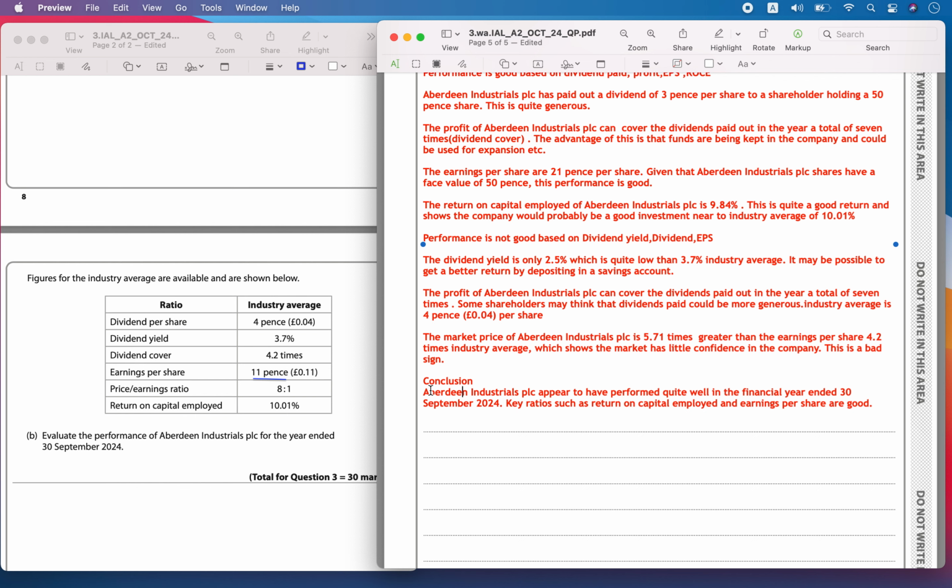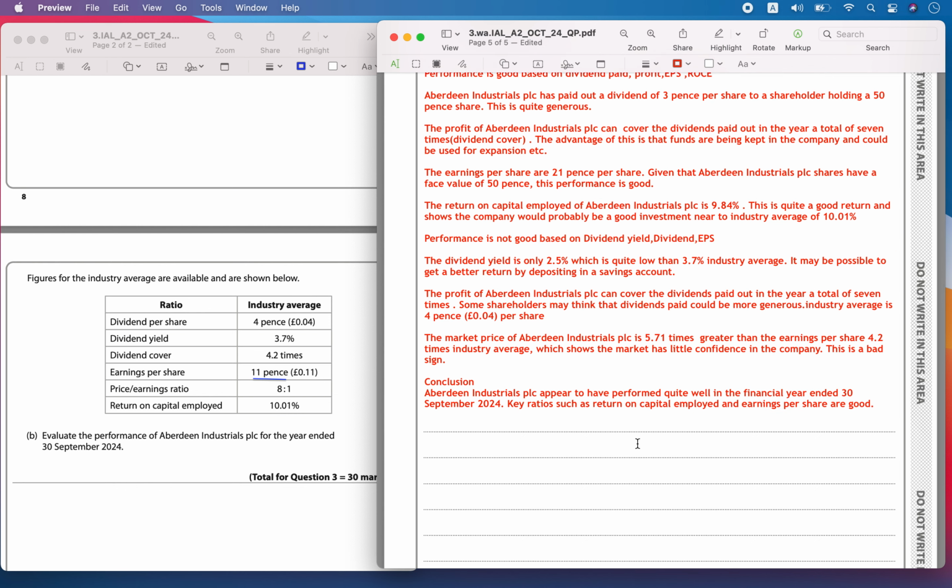Then in the conclusion, you should say overall it has performed quite well for the year. The key accounting ratios such as return on capital employed and earnings per share were quite good. You have to give a conclusion for such questions. You will have to compare with the industry average and say some of them did better and some of them didn't, and then say overall they have done well.